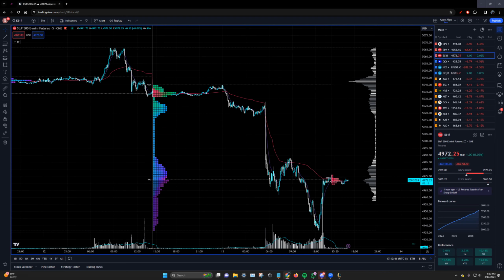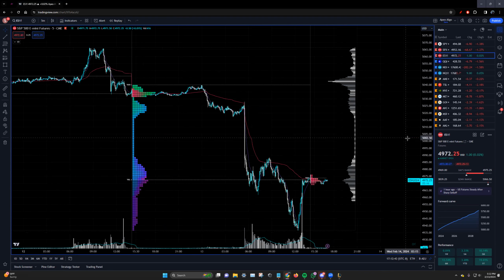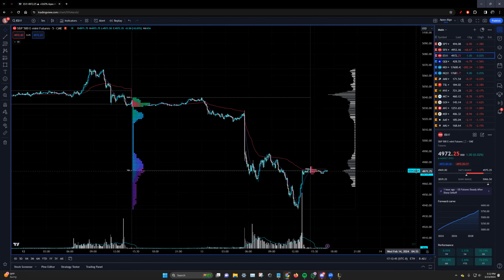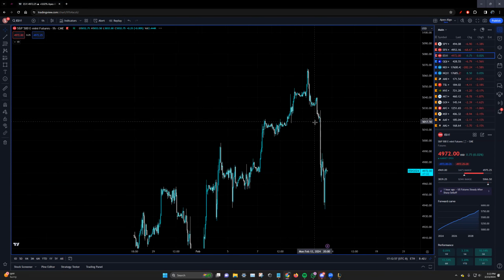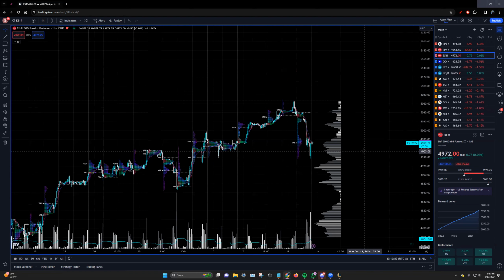Continue, sorry. So with that being said, obviously high volume nodes are areas for trims, potential bounces or rejections. Low volume nodes are the same thing. You kind of want to take it from one distribution of a low volume node to the other. So if we go on an hourly time frame here, let's see what it looks like.